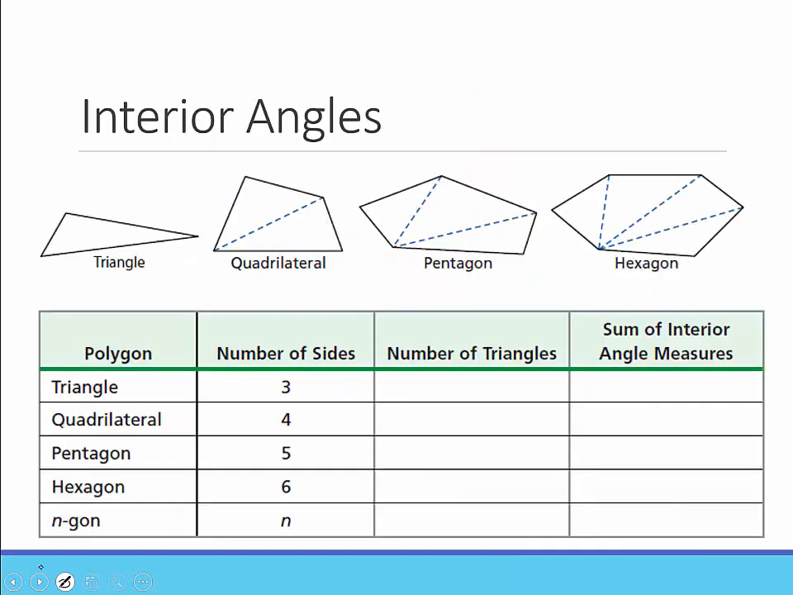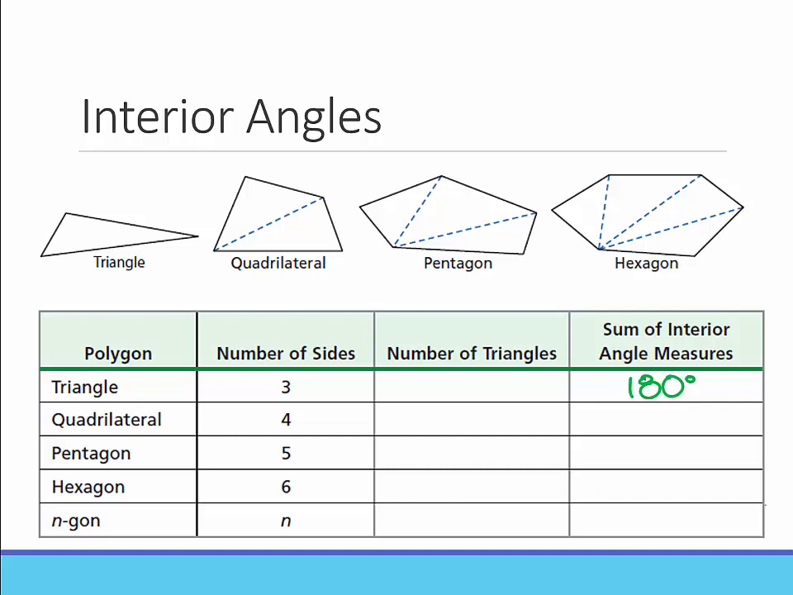So interior angles. Every polygon has a specific number of degrees that its angles add up to, and it's the same whether it's regular or irregular. Hopefully a triangle is committed to memory. You know that every triangle adds up to 180 degrees, and it doesn't matter what the triangle looks like. It could be obtuse, it could be acute, equilateral, equiangular. It will always add up to 180 degrees.